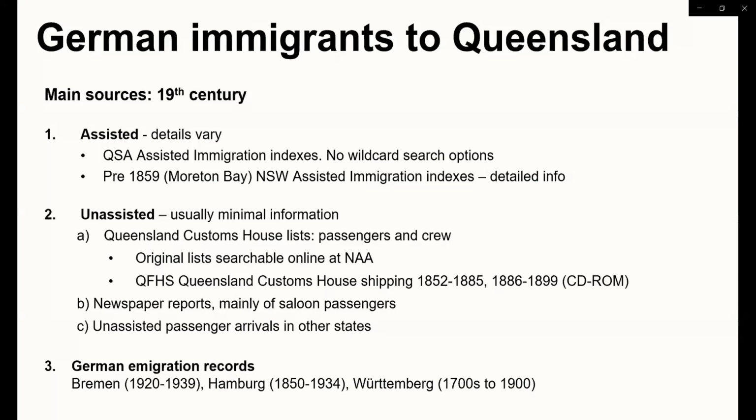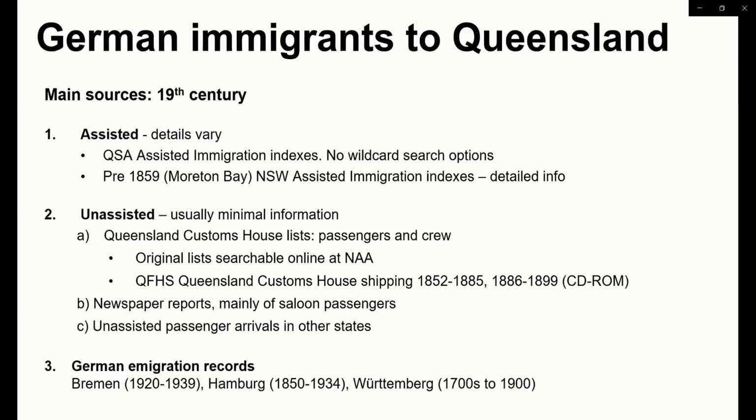Often only a surname is recorded. They're searchable online at National Archives of Australia, but you need to have a fairly good idea of the date of arrival before you start. The records between 1852 and 1899 have been indexed by Queensland Family History Society and made available in an electronic version on CD-ROM that provides for flexible and wildcard search options.